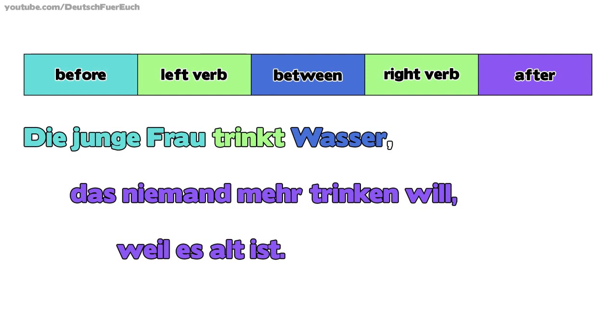So, we could form a sentence like this. Die junge Frau trinkt Wasser, das niemand mehr trinken will, weil es alt ist. Which means the young woman is drinking water that nobody wants to drink anymore because it's old. There are 2 main things that we can observe about this sentence. Firstly, we can see the thing that I just mentioned.